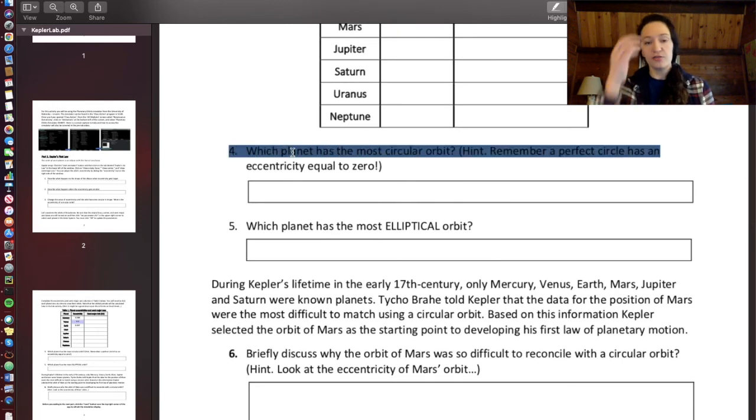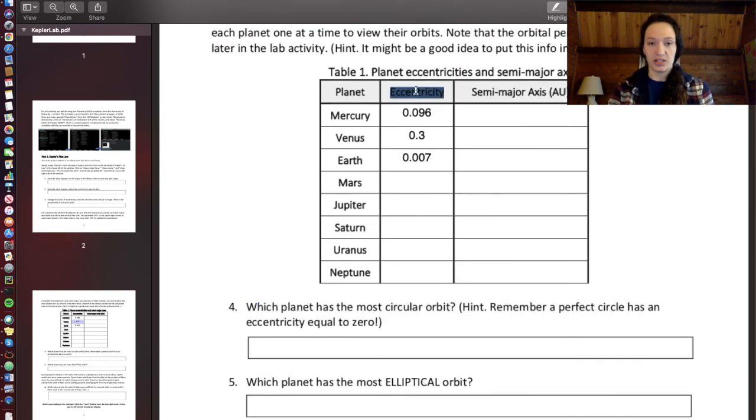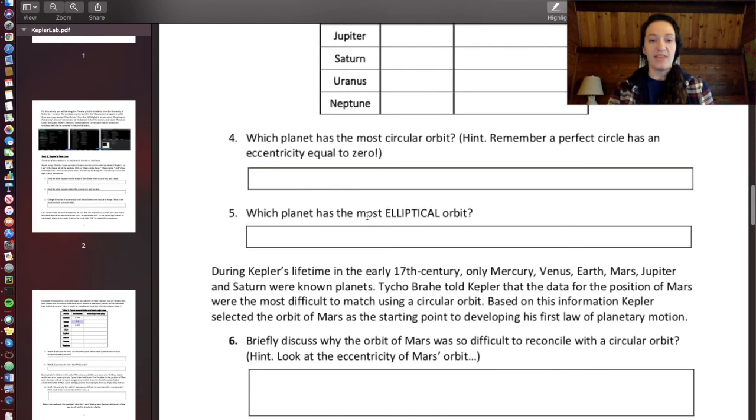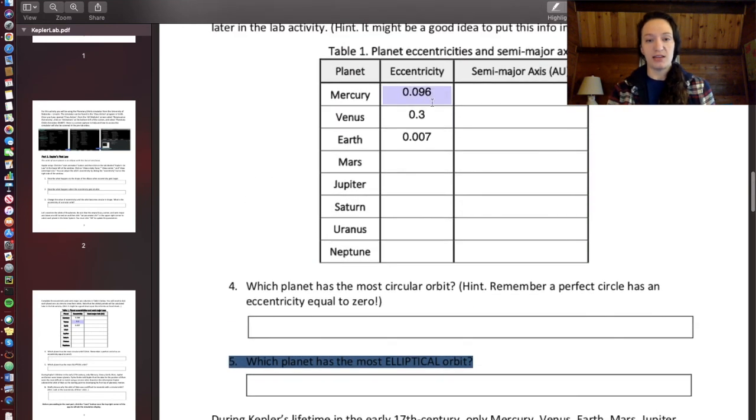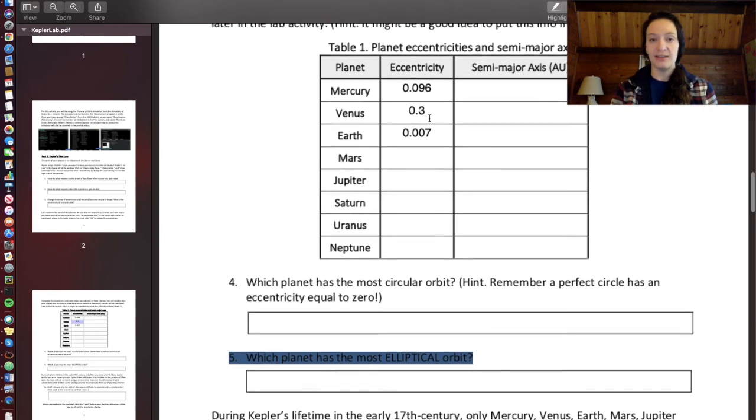So, question 4 just asks you to look through your table and find the smallest eccentricity. Again, make sure you're looking at the eccentricity and not the semi-major axis. And then question 5 asks you to do the opposite. It asks you to find the highest value for eccentricity. So for me, that would be Venus, 0.3. Again, these are not the correct numbers. You need to get the correct numbers from your simulator.